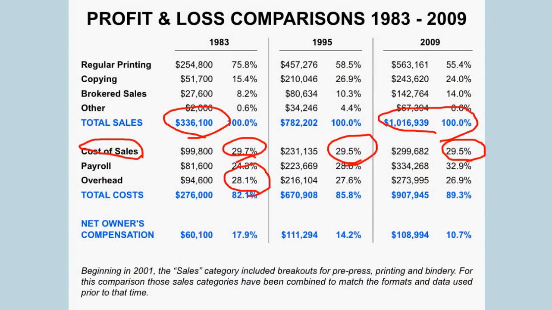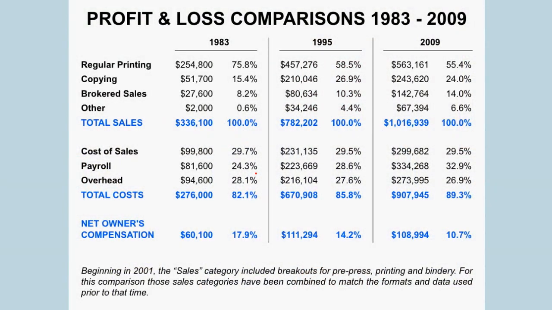Okay, now let's look at another expense. Another key expense that you need to be breaking out and pay attention to: overhead expenses. In 83, it was 28.1%. In 1995, it's 27.6%. In 2009, it was 26.9%. Actually, you'll notice that the 26.9% actually dropped since 1983 when it was 28.1%. The critical expense and the critical category that we're going to look at is payroll expenses, and you're certainly going to see that in the next few slides.